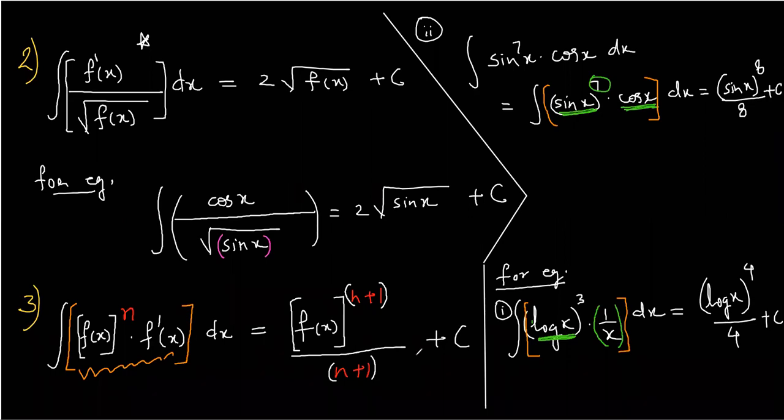I hope you all must have understood. Let us write all these three corollaries once again. So the first one was integral f dash x upon f of x dx equals log of mod of f of x plus c.